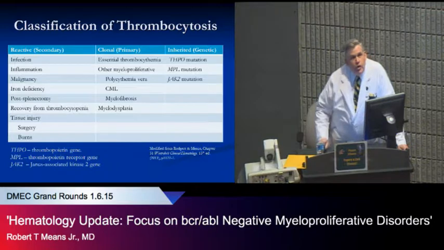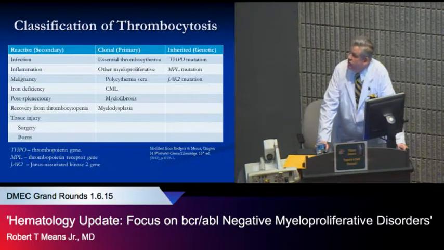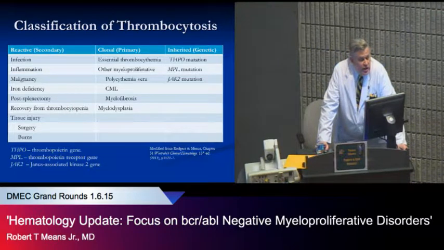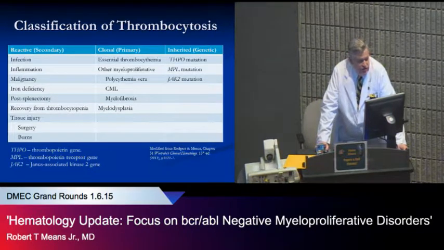So what causes thrombocytosis? What's the classification? This is from one of my chapters. Basically, there are reactive causes, which are anything that can activate cytokines: infection, inflammation, malignancy. You can see it with iron deficiency. The mechanism of that is not entirely clear.